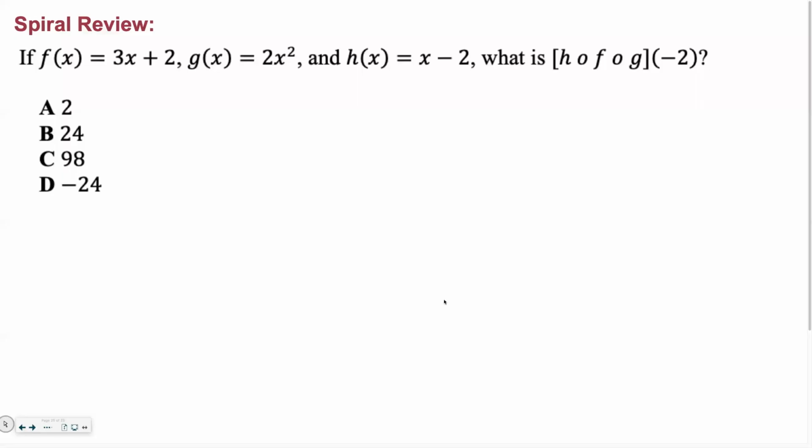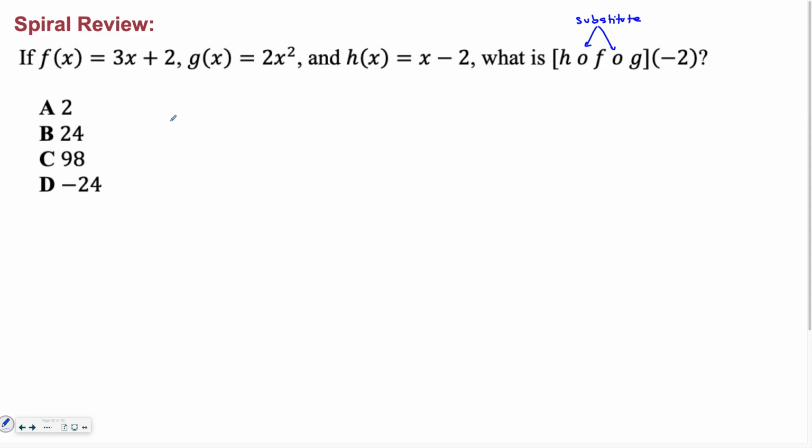And let's spiral review one more problem as well. It says if f of x is that equation, g and h, what is h of f of g of -2? Well, these symbols here, when you see them, they're not zeros, they look like O's. That in math means to substitute.